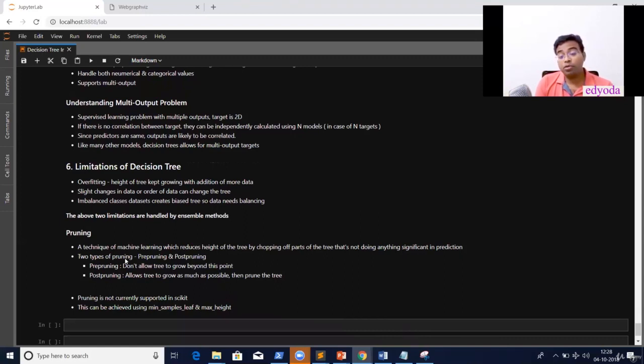Pruning is unfortunately not available directly in scikit-learn, but you can achieve the same thing by configuring the minimum number of samples per leaf, the minimum number of leaves at each last node you want to have, and the max height. Using this, you almost achieve the same concept as pruning.